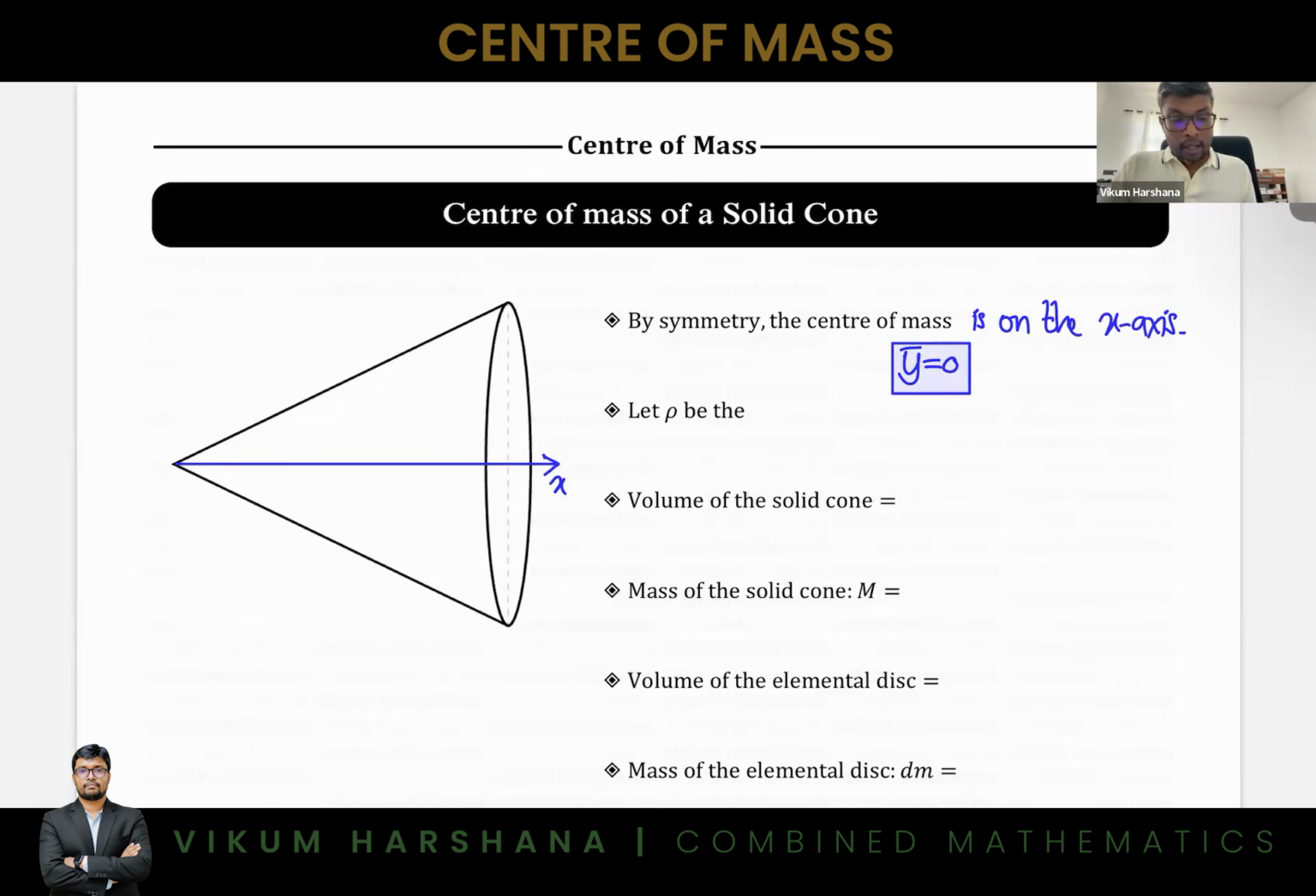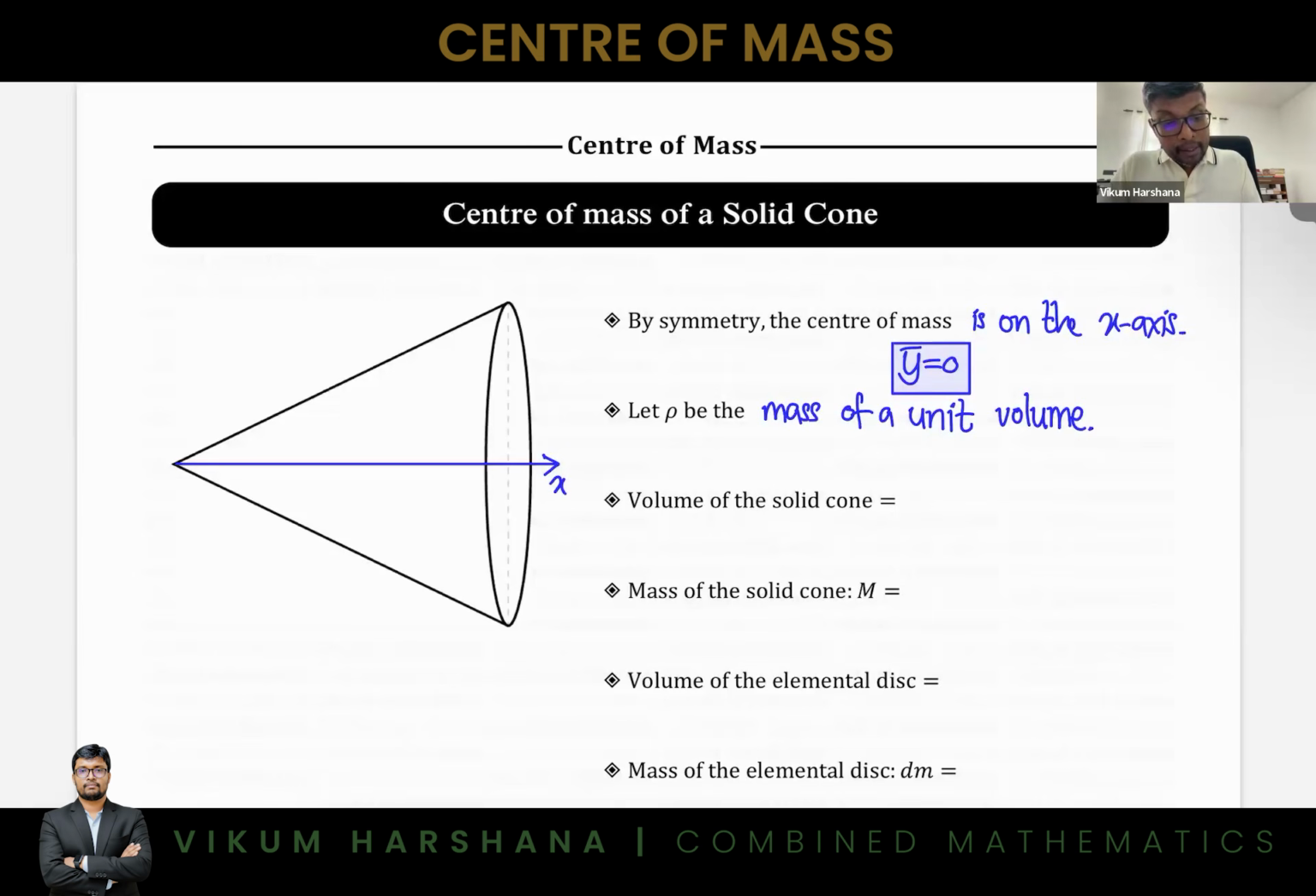Okay. Now it's all about volume, I told you, right? So let's define rho as this. Let rho be the mass of a unit volume. Done. Now let's take the volume of the solid cone.